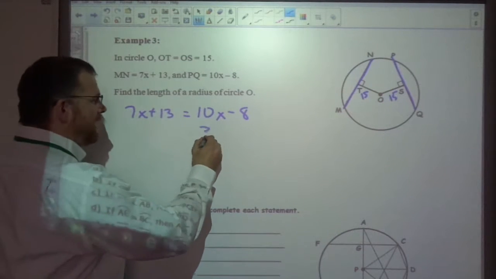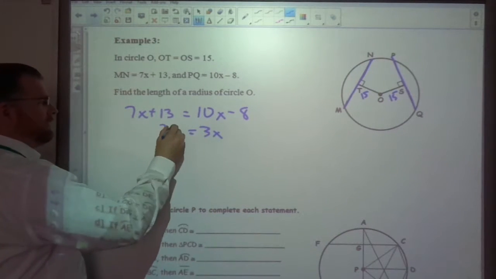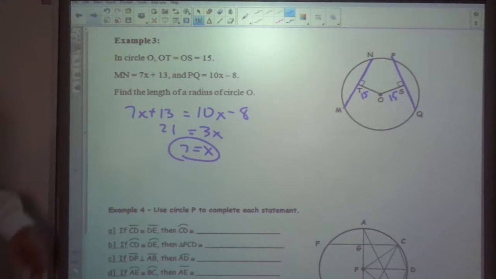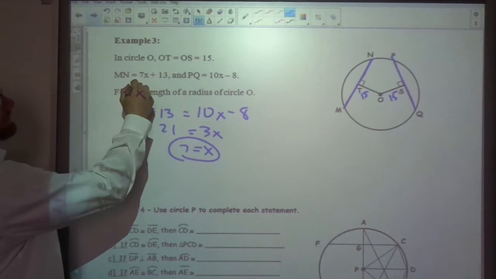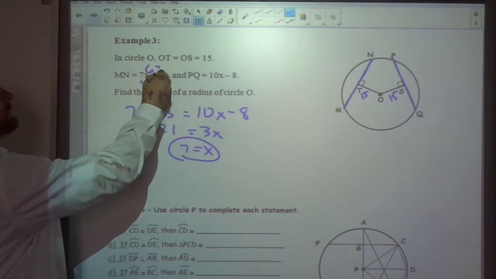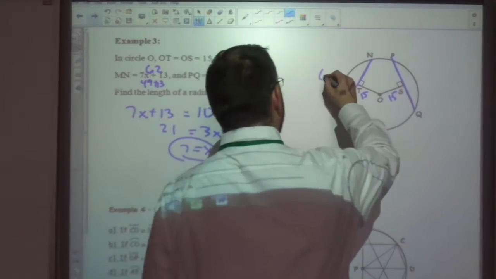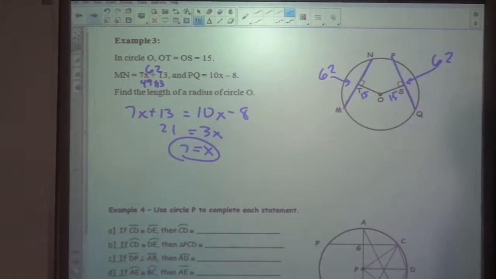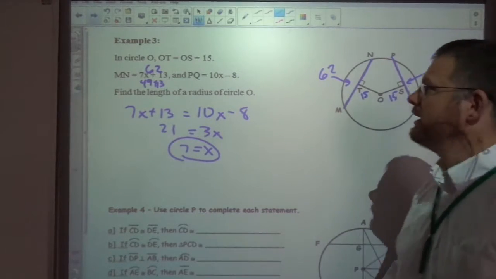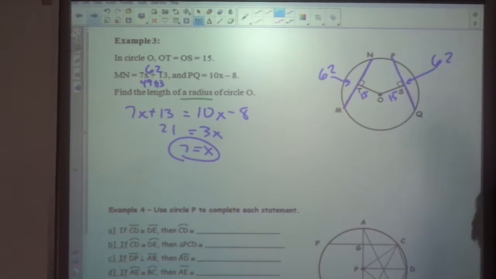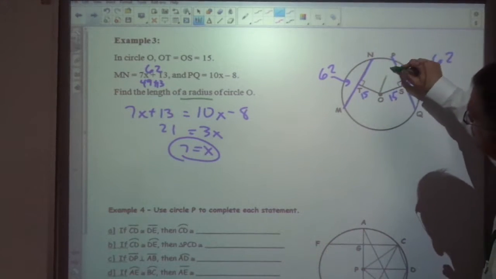So then if I subtract, and if I add here, and divide, I get x is 7. Now if I plug that back in, that would give me 7 times 7, that's 49, plus 13. So this is 62. So this whole chord here is 62, and this whole chord here is 62. Now the question asks us to find the length of a radius. We don't even have a radius here on the board, so I need to draw one. How about if I draw one right here?